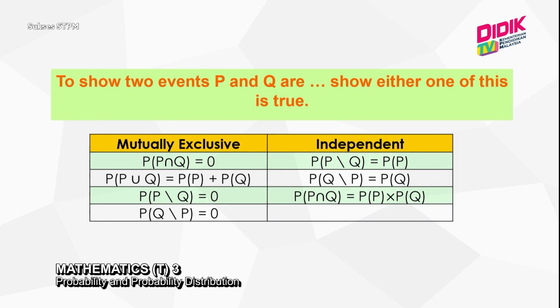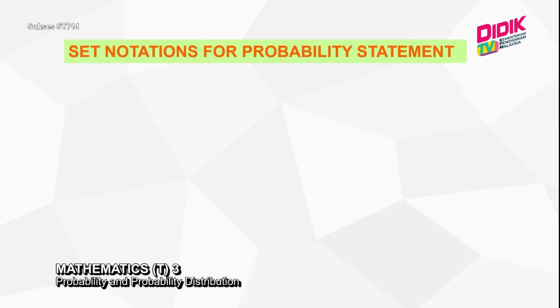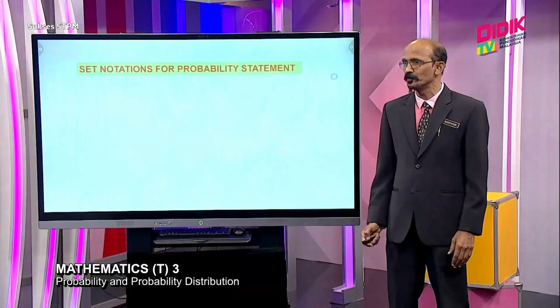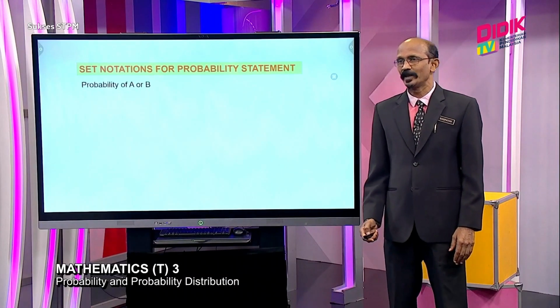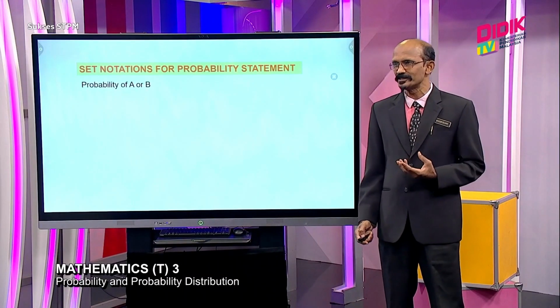But once we come to the next part, set notation for probability statements, of course students show great weakness. Sean, this one is, of course, something most of the students cannot do. Okay, so let us see some of the main terminology.